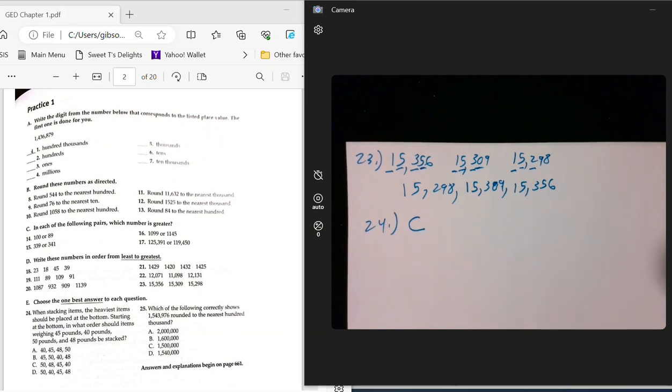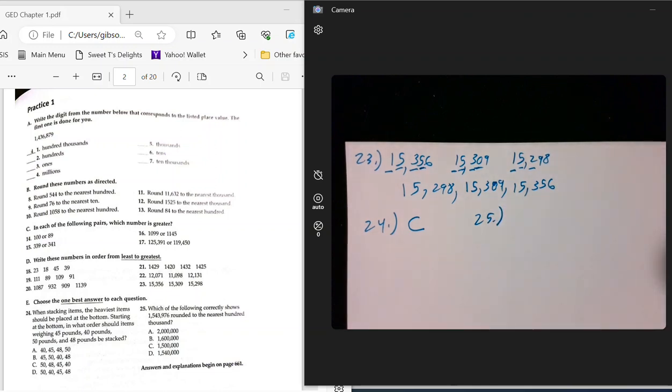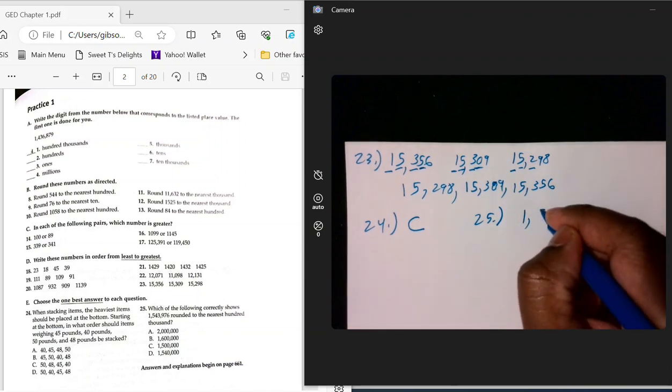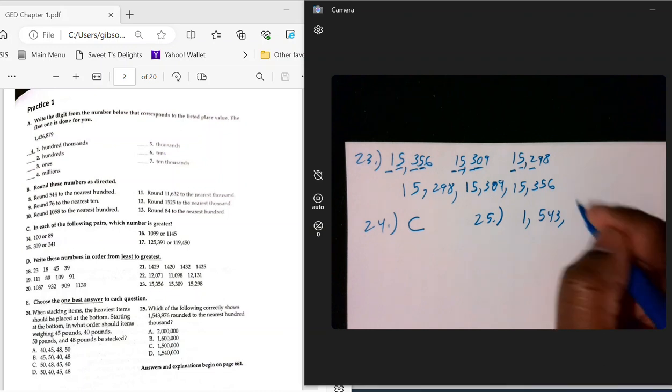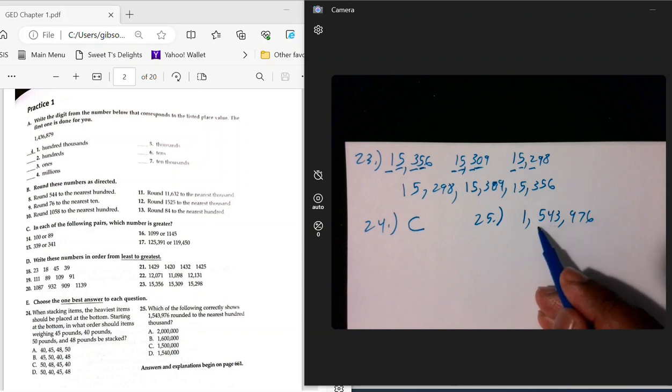Now for 25, it says, which of the following correctly shows 1,543,976 rounded to the nearest 100,000? So let's write this number out. 1,543,976. So they want us to round to the nearest 100,000. So we need to get to the 100,000s place. So we have ones, tens, hundreds, thousands, 10,000, 100,000.